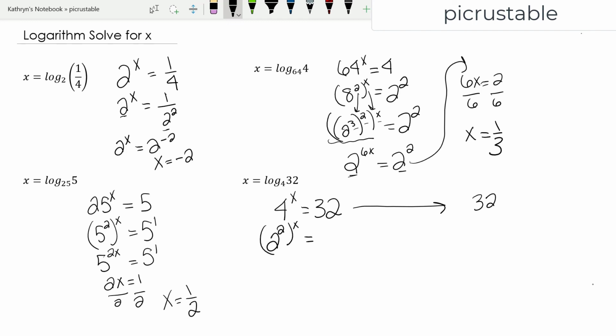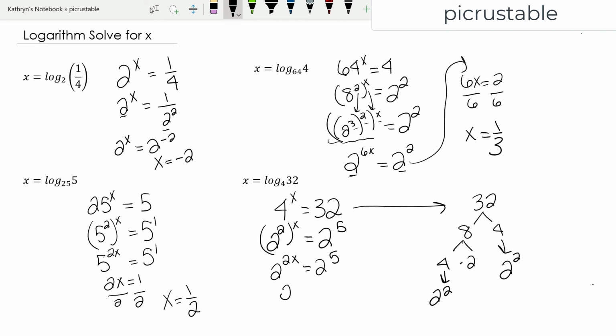We have 32. Well, 32 is the same thing as saying 8 times 4. Well, 4 is the same thing as 2 squared. And then we have 4 times 2 is 8. This is the same thing as 2 squared. So I have 2, 3, 4, 5. So it turns out that 32 is 2 to the fifth power. Now I have 2 to the 2x equals 2 to the fifth. My bases are the same. 2x equals 5. I divide by 2. And so x equals 5/2.